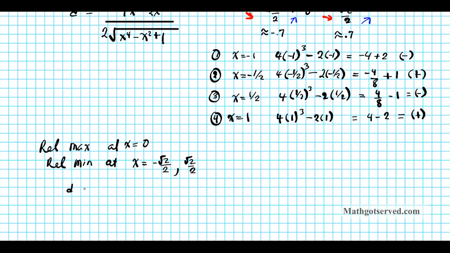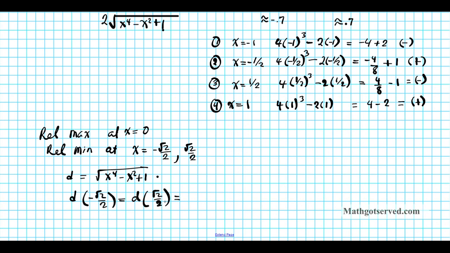We know the d function is equal to the square root of x to the 4th minus x squared plus 1. Now, if you take a look at it, what happens when you input these 2 into this function? You're going to get exactly the same output because these 2 variables are raised to an even power, so the negativity is of no consequence. Okay, so what I'm saying in essence is d of negative root 2 over 2 is going to be exactly the same thing as d of root 2 over 2, because where we are plugging them in, they're going to be raised to the second power, to an even power, which nullifies the negativity.